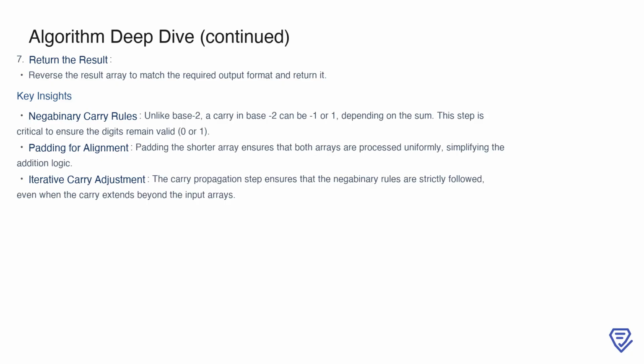There are a few key insights to keep in mind throughout the algorithm. First, the unique carry rules in the Negabinary system, where the carry can be -1 or 1, are essential for maintaining the validity of the digits. Second, padding the shorter array ensures uniformity during addition, making the logic simpler. Lastly, the iterative carry adjustment ensures that the Negabinary rules are strictly followed, even if the carry extends beyond the bounds of the input arrays. These steps together make the algorithm both efficient and correct.